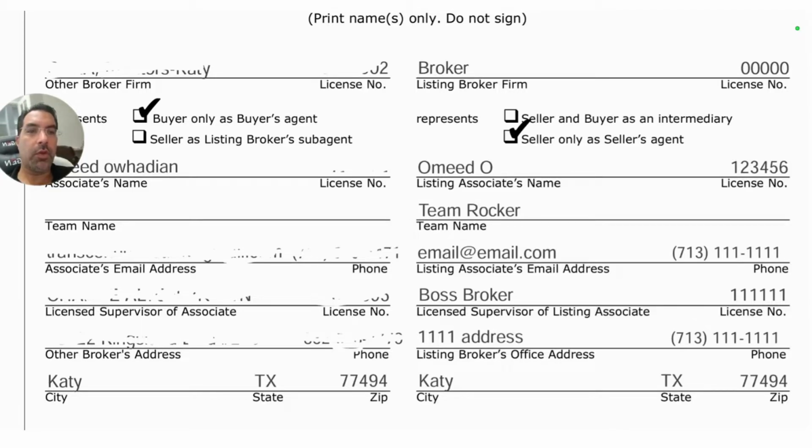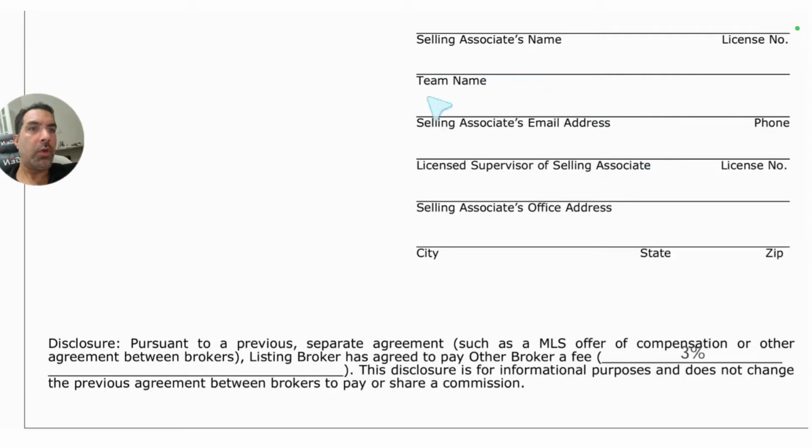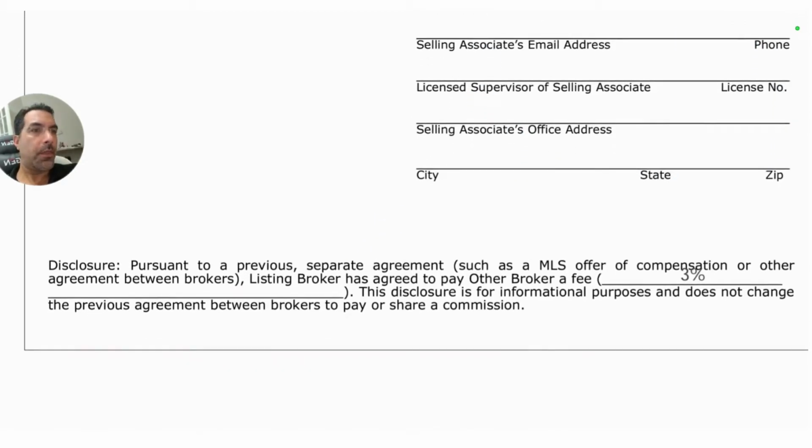If you're selling within your own brokerage, then you would check off seller and buyer as an intermediary, and both of your informations would go on the right side. We'll go on the right side right here, and you would fill out your information on the bottom. On the very last part, you would put the percentage of the commission that you're going to make, or percentage of the sales price that you will make. So standard is 3%, 2%, 2.5%, whatever you negotiated, you would put right there.